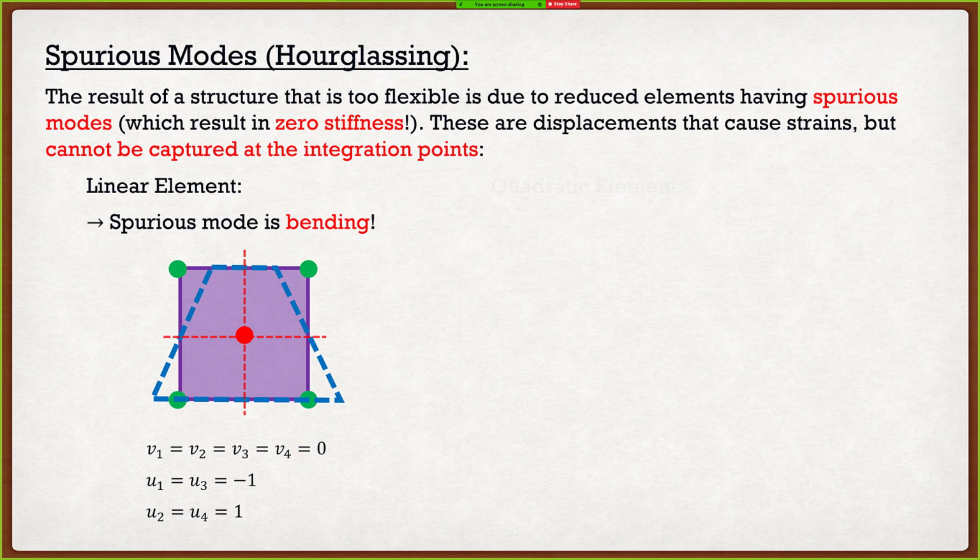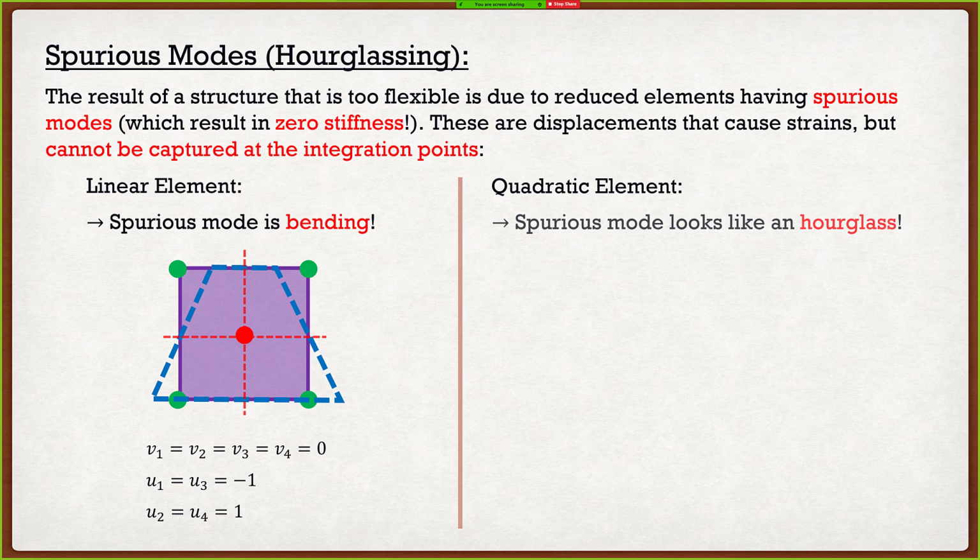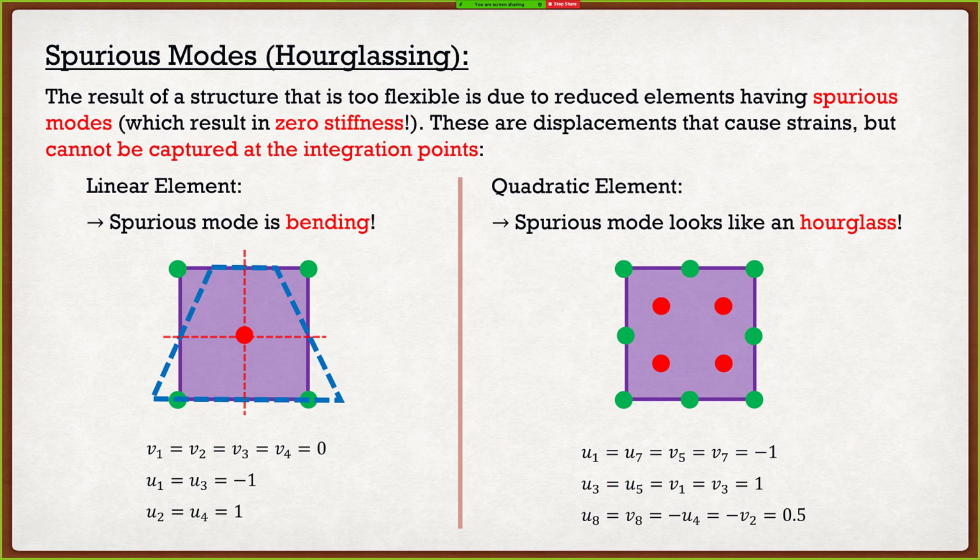Now, if we were to go to the quadratic element, the spurious mode actually looks like an hourglass, and this is why we call it hourglassing. So again, if we were to do reduced integration, we have those 4 elements. Now, the hourglassing mode has the following displacement function right here. So if I were to apply all of these displacements, and this is what you're asked for in question number 4 of your assignment, to apply this displacement to your stiffness matrix, what you will see is the force required to create this displacement is actually 0.